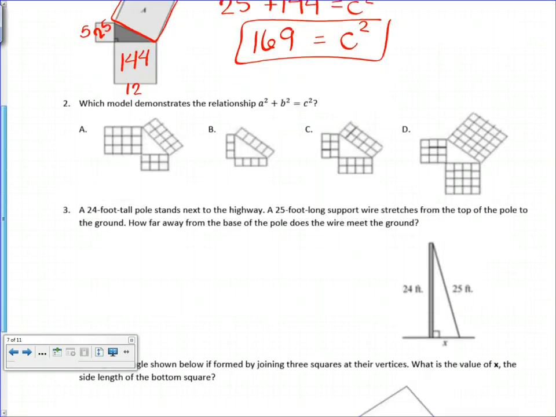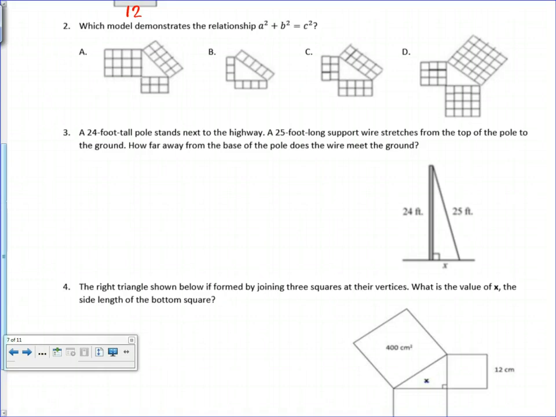Number 2. Which model demonstrates the relationship A squared plus B squared equals C squared? So for this problem, we're looking at the number of squares on the legs and seeing if they add up to the number of squares on the hypotenuse. So I've got 12 here and 6 here, and then on the hypotenuse, there's 10. So 12 plus 6 does not equal 10, so it can't be A.